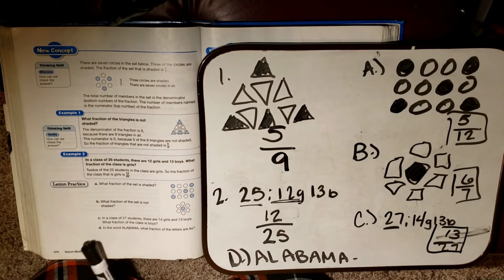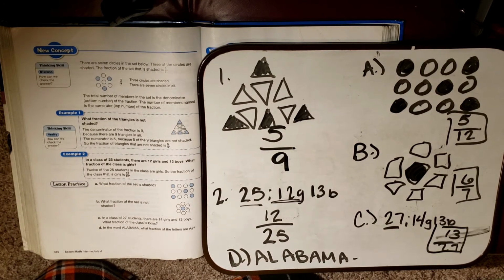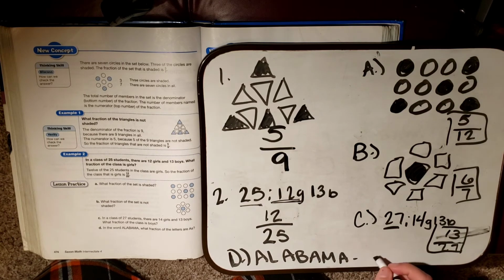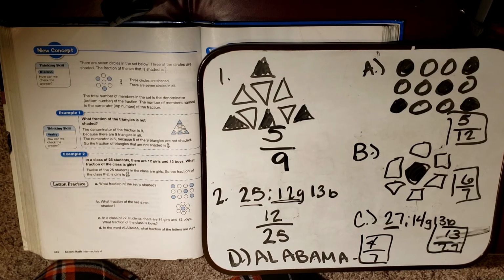And last one, D, says, in the word Alabama, what fraction of the letters are A's? So let's count and see how many letters there are all together. There are 1, 2, 3, 4, 5, 6, 7 letters all together. And how many are A's? Let's count the A's. 1, 2, 3, 4. So 4 out of 7, or 4/7 of the letters in Alabama are A.